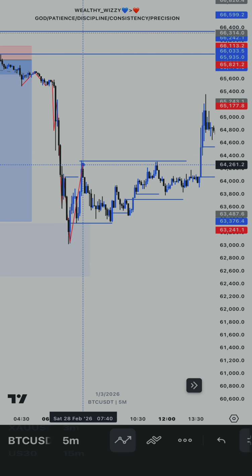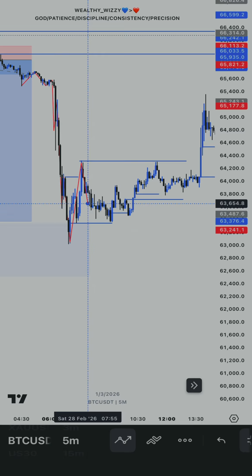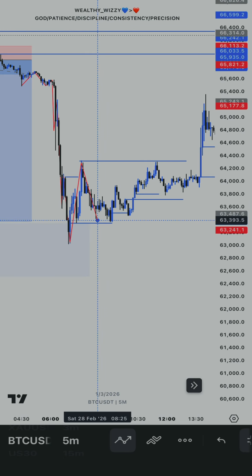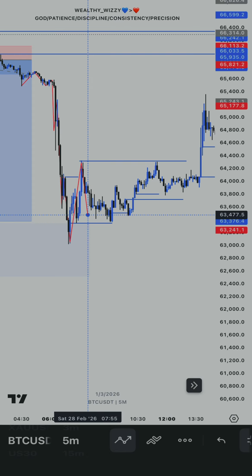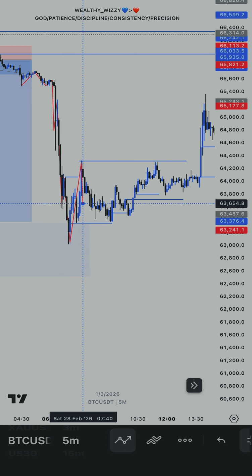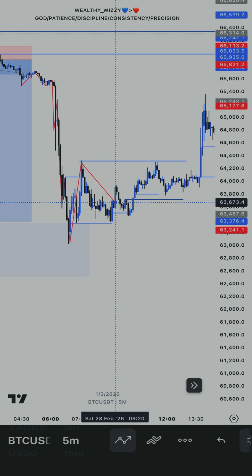and price gave us this pullback. Mind you, there is an order block here, but this order block was already mitigated. It was already mitigated, so I didn't pay attention to it. I said, okay, price has already used this order block to continue its move, so we'll look for other entries besides this order block.